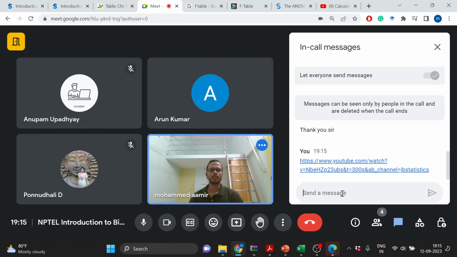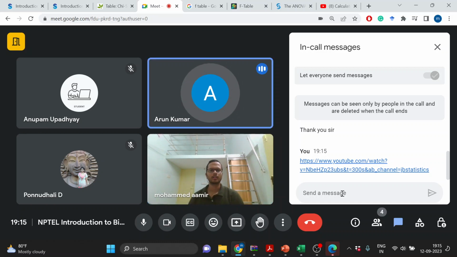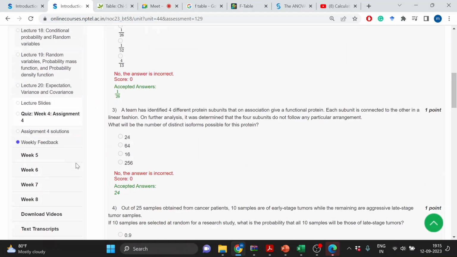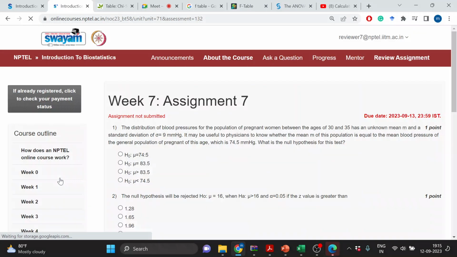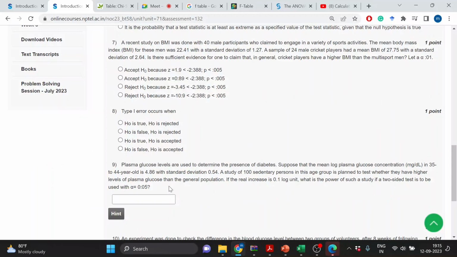Yes, Arun? So week 7 assignment, 7th question, sir. That was last week, no? I'm unable to get the answer, sir. A recent study on BMI was done with 40 subjects who claim to engage in a variety of activities, with mean body mass index for the group. Even I couldn't get it, sir. I just left it.